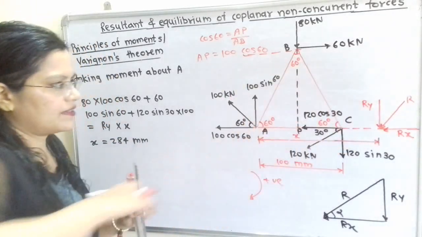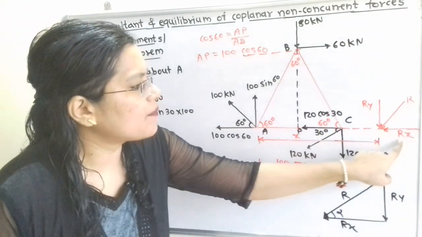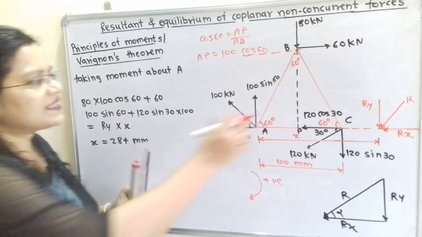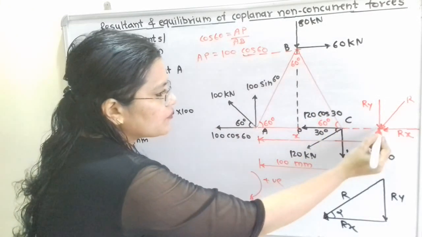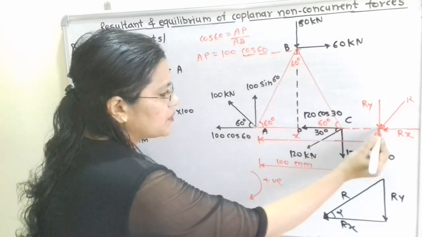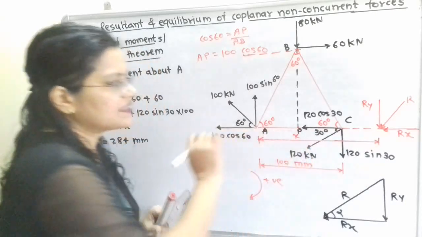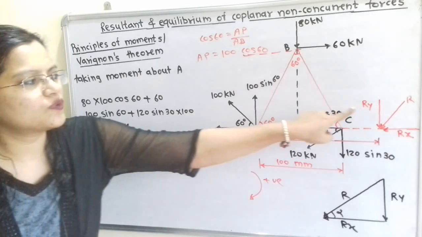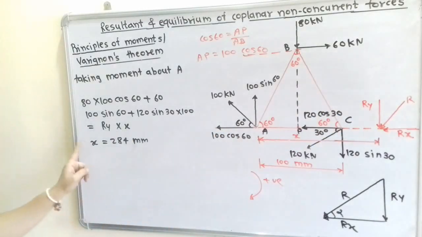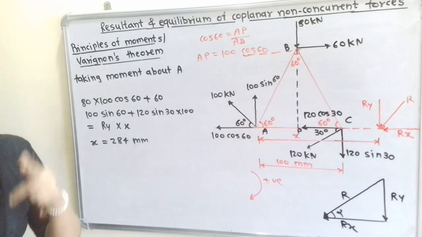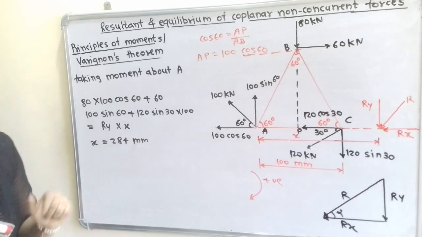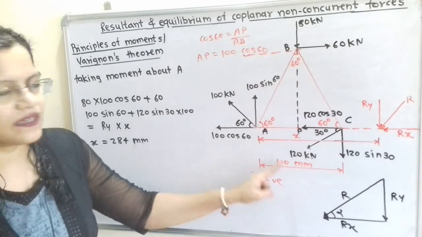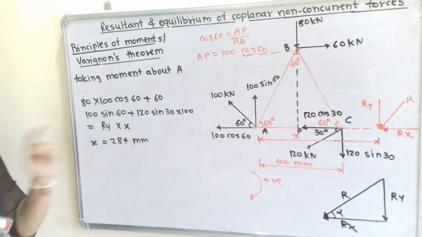now we have to take moment of this resultant R. So for this horizontal component, Rx is passing through A, so it is 0. Now this Ry, so if we observe, we have to take perpendicular distance from A, so it is distance x, so Ry multiplied by x. So Ry is known, we have calculated, and x is equal to 284 millimeter. So why here unit is millimeter? Because if we observe, unit given is in terms of millimeter in the question, so we have to repeat here same unit.